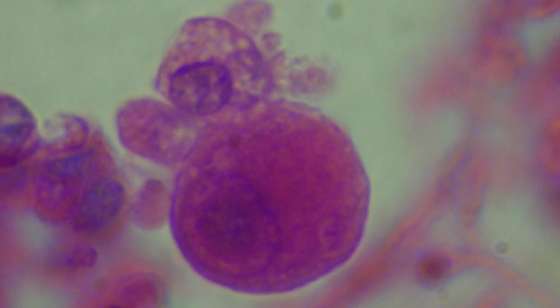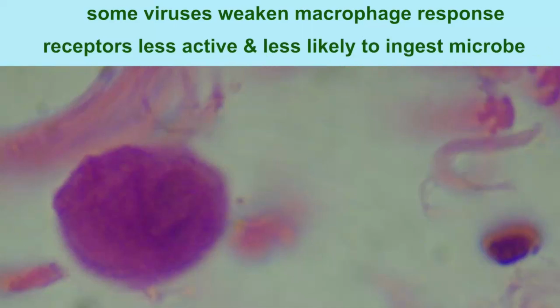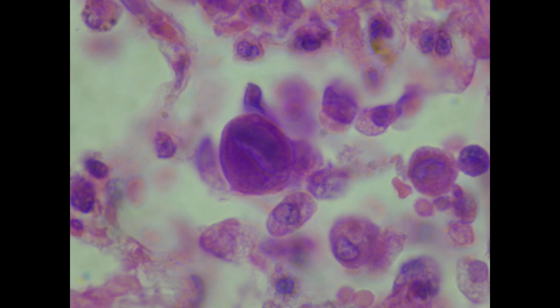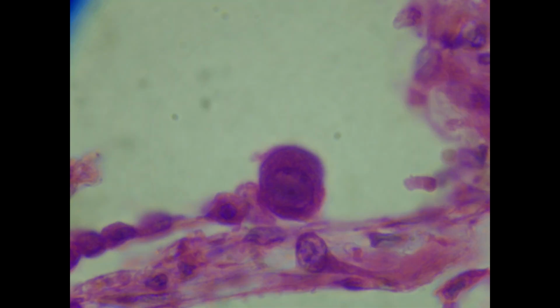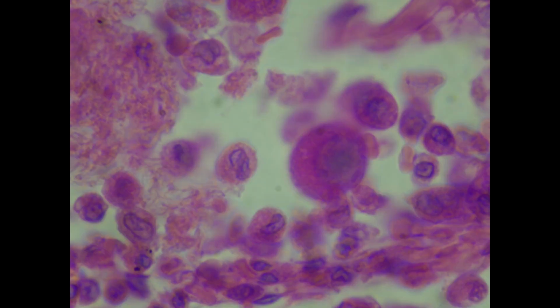In some infections, there are negative aspects to what happens with these macrophages, monocytes, and dendritic cells. Some viruses can actually weaken their response, so these cells are less likely to perform phagocytosis. The receptors are less active, and they have less ability to kill ingested microbes after some viral infections, so that their response is weaker. This is why after some viral pneumonia cases, a bacterial pneumonia may follow, because macrophages are less able to fight against these bacteria.